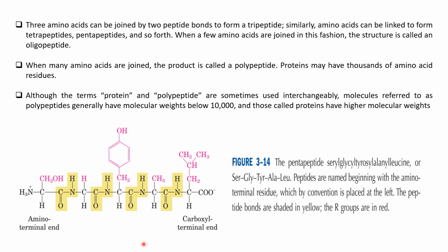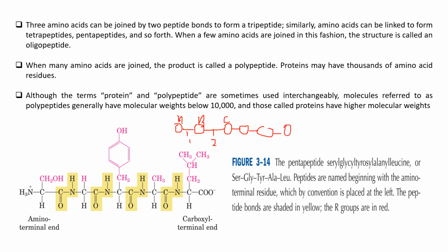Just like when two amino acids are joined together, it is known as a dipeptide. But when there are three amino acids joined together by two peptide bonds, this is peptide bond number 1 and this is peptide bond number 2. So this is the first amino acid, this is the second amino acid, and this is the third amino acid, and these three amino acids are joined together by two peptide bonds. It is known as a tripeptide. Similarly, when another peptide bond is added, there are four amino acids, and it is known as a tetrapeptide, and then there is a pentapeptide, and so forth.